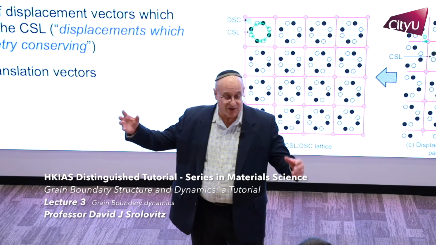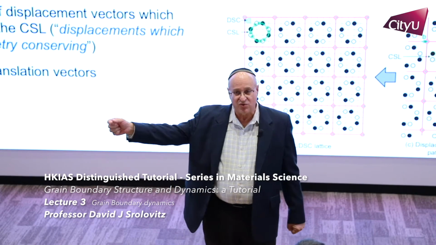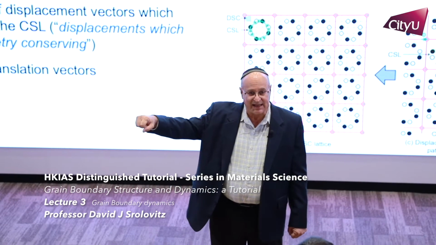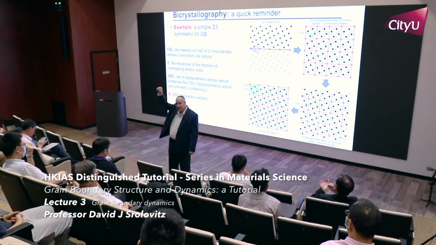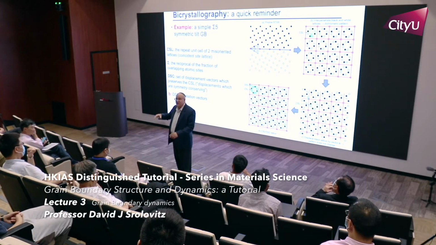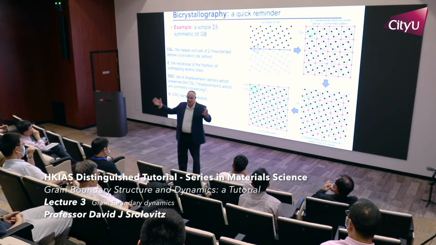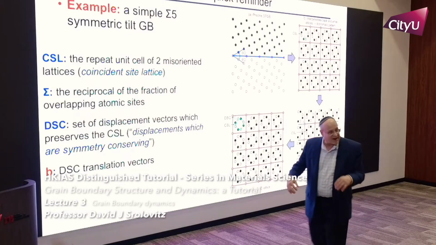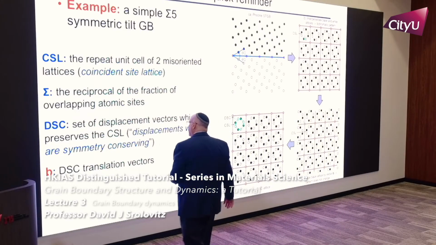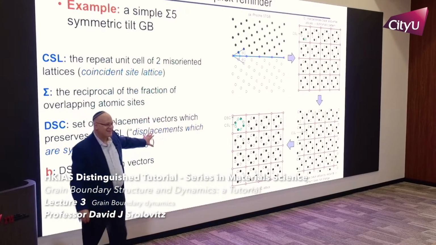Just like in a perfect crystal, if I do a translation by a lattice vector or any lattice translation vector, then I can say that's a legitimate Burgers vector for a dislocation. We're going to do the same thing here. Okay? So that's all a reminder.